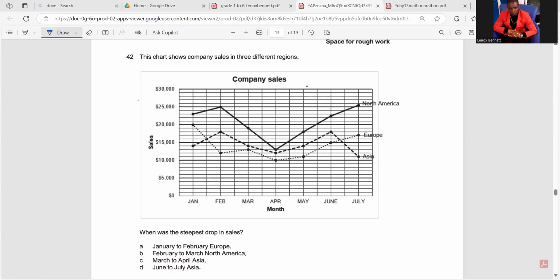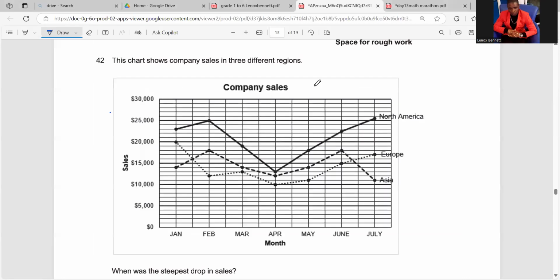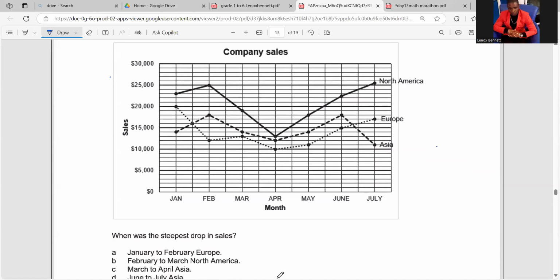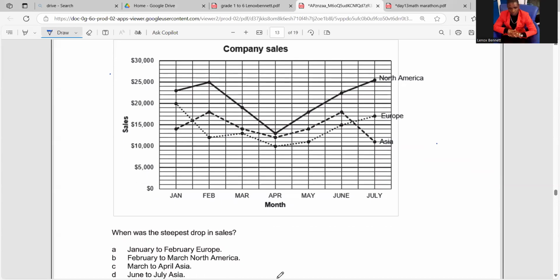All right, she said March to April. Let's look at that, guys. Let's look at the numbers, right? Let's look at them one by one. So from January to February, Europe. That's the first one we have to look at. Agree? We have to do them one by one. So let's look at Europe. Europe would be this one here.